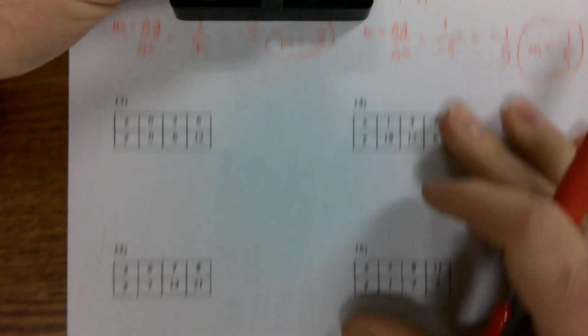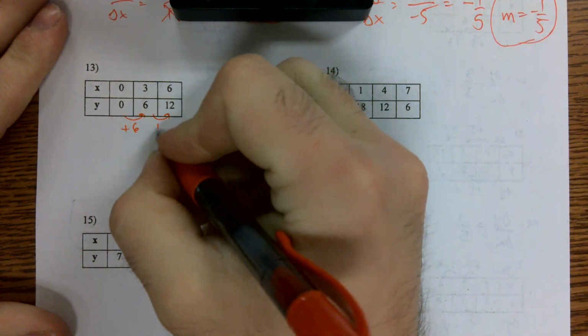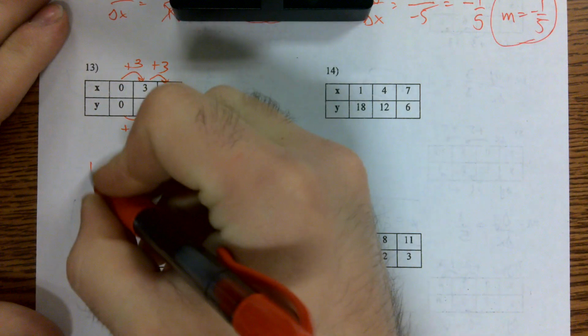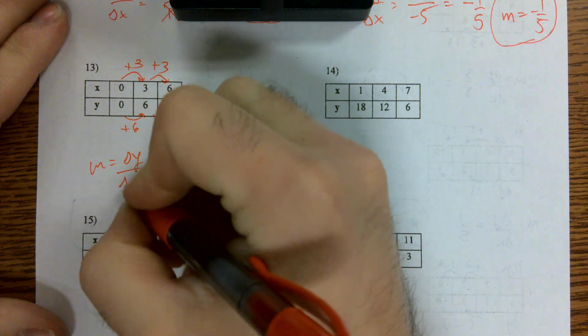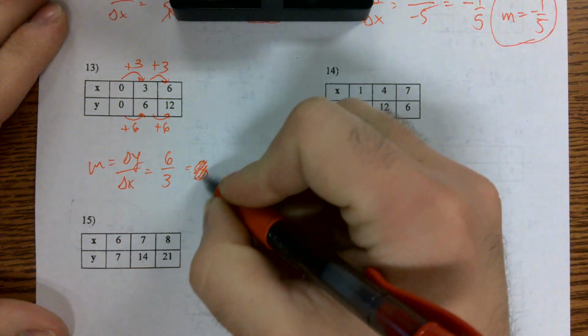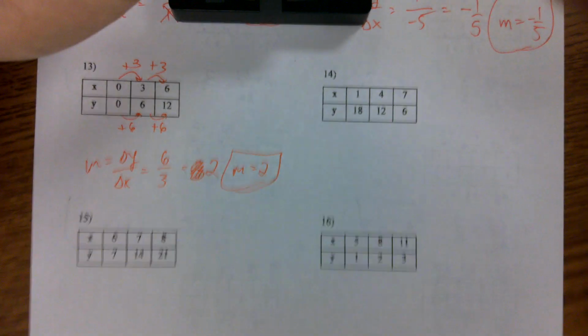Down to 13. Last 4. From 0 to 6, that's plus 6. From 6 to 12, that's plus 6. From 0 to 3, that's plus 3. From 3 to 6, that's plus 3. Change in y over change in x. 6 over 3 simplifies to 2. So my slope is equal to 2.